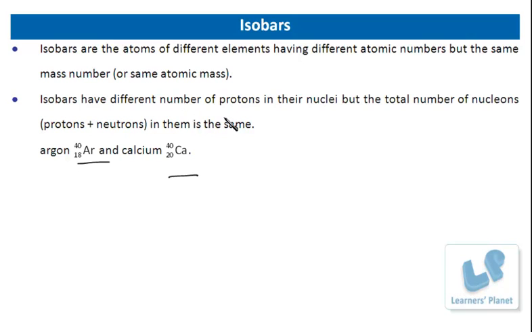Isobars have a different number of protons in their nuclei, but the total number of nucleons in them is the same. Right? So these are the isobars. Example, argon-40 and calcium-40. This is all about this chapter, students, the topic structure of the atom. You'll be studying them in more detail in your higher grades.